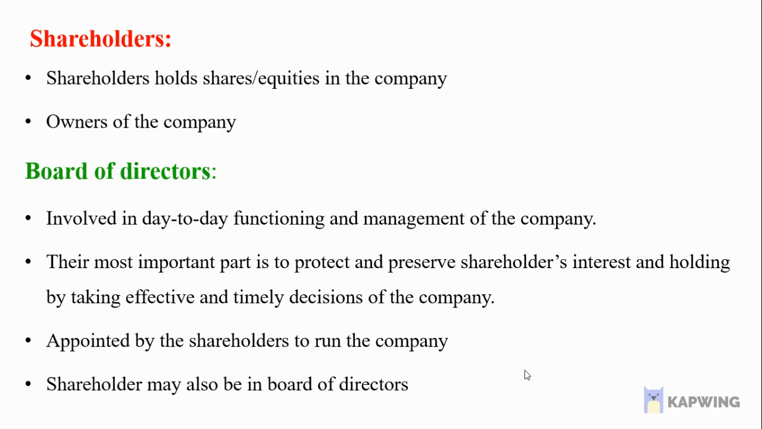So, who are board of directors? Board of directors are the people who are appointed by the shareholders to run this particular company. For example, a board of director may be a managing director or an independent director. Those are the people who run this particular company. In many cases, a shareholder or founder will also be in the board of directors. For example, in case of Twitter, Jack Dorsey is a founder, a shareholder, and also one of the members in the board of directors of this company.